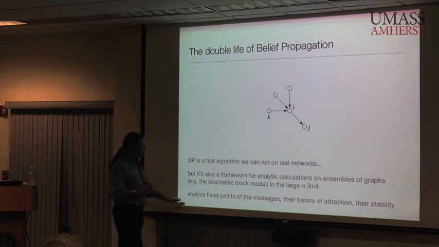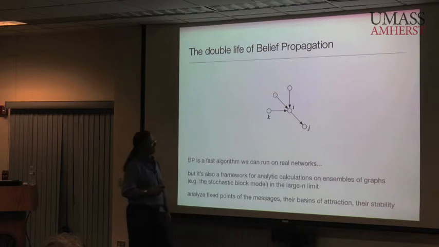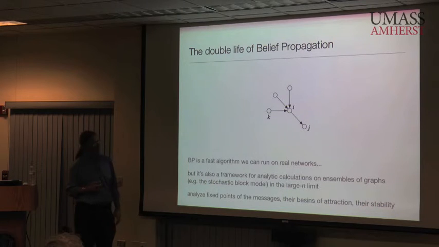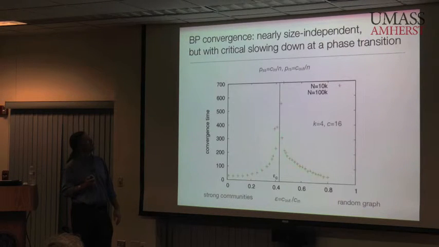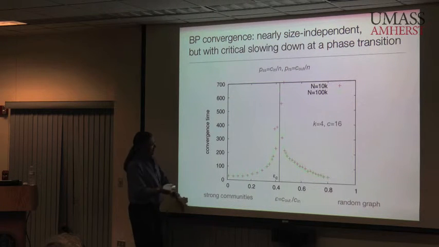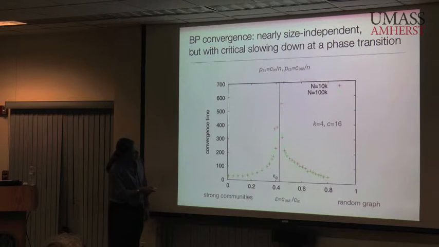So what we're going to do is think about the fixed points of the messages and when they're stable, and you'll see what happens in a moment. So first of all, this is the convergence time. There are red and green things here. I'm not sure if you can see them.